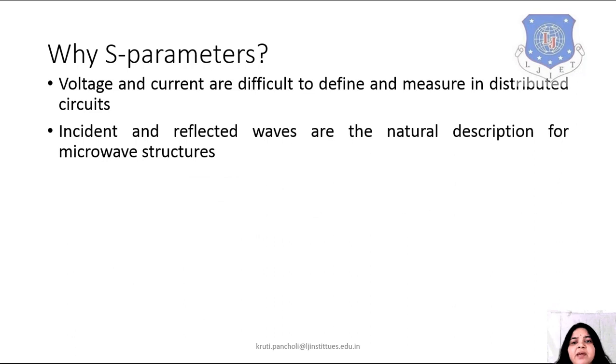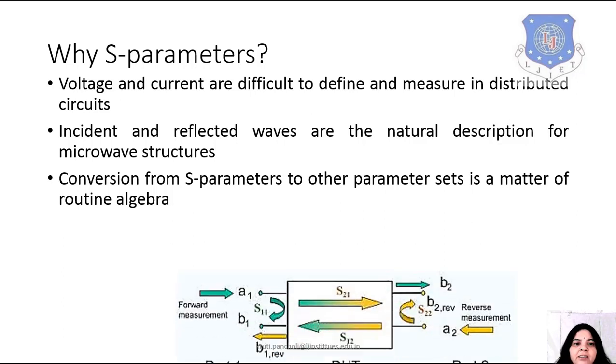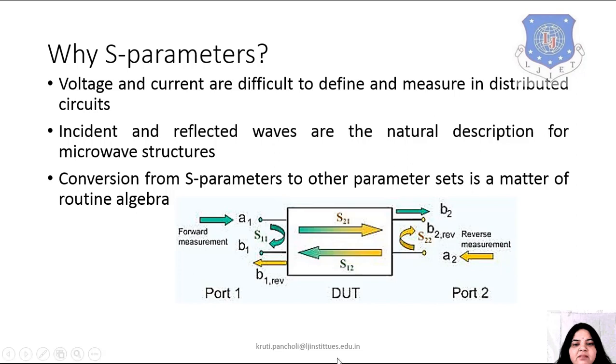Incident and reflected waves are a natural description of microwave structures. Only two waves are there in the two-port network: one is the incident wave, another is the reflected wave. Conversion from S parameters to other parameter sets is a matter of routine algebra. Here you can see the device under test, DUT. This is A1, the incident wave, and B1, the reflected wave.